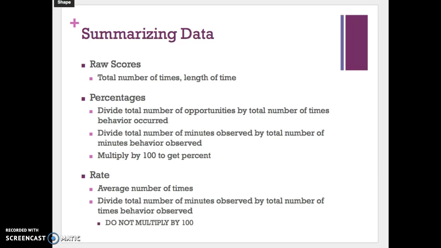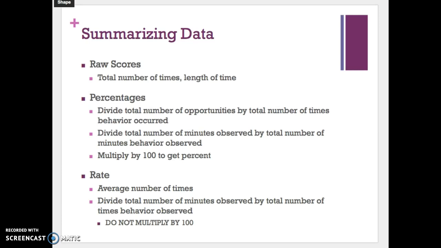Or you divide the total number of minutes the behavior occurred by the total number of minutes observed. So that would be 0.75. Then you multiply by 100 to get the percent. So you take that decimal and you multiply by 100 to get the percent. So 75%. Then we look at rate.